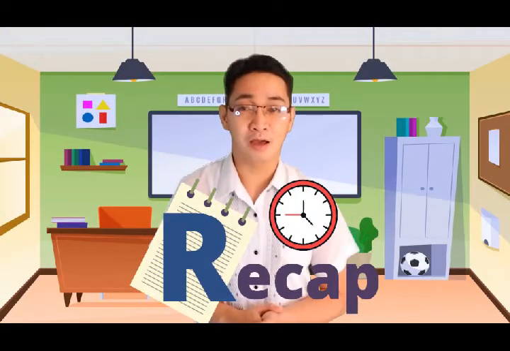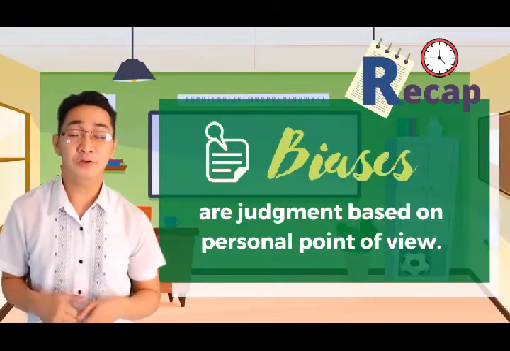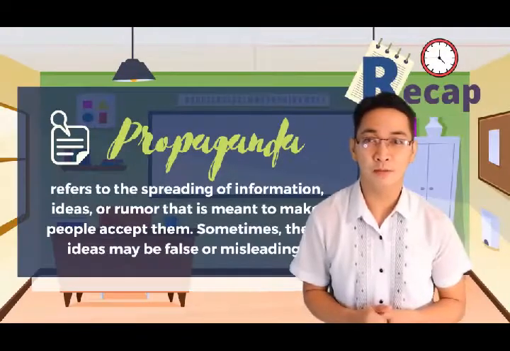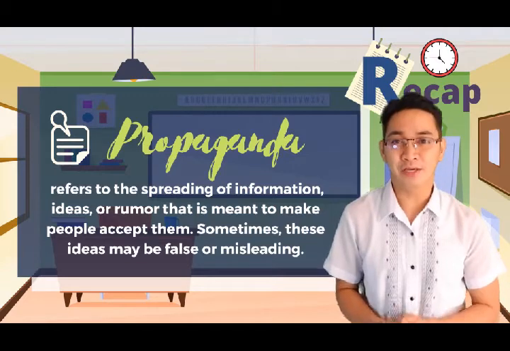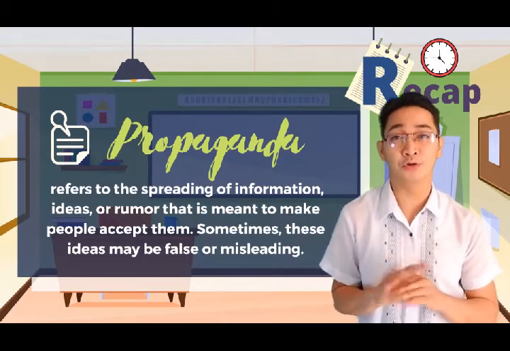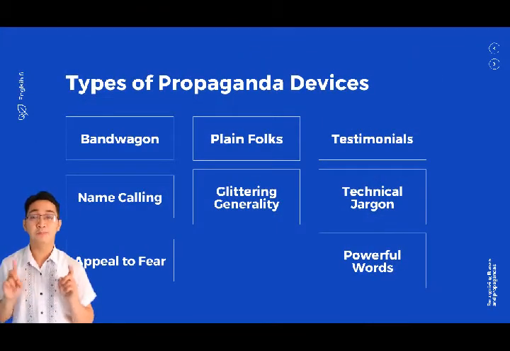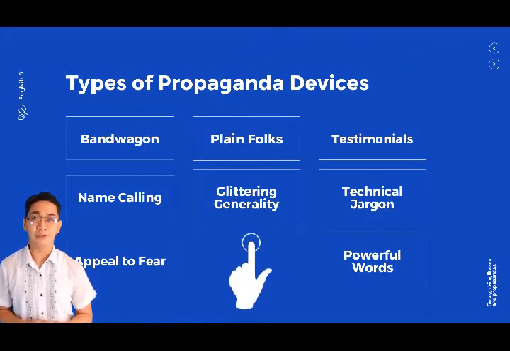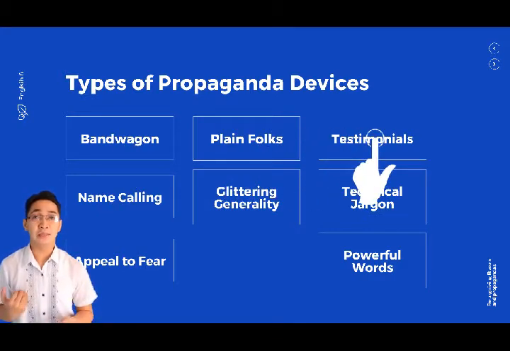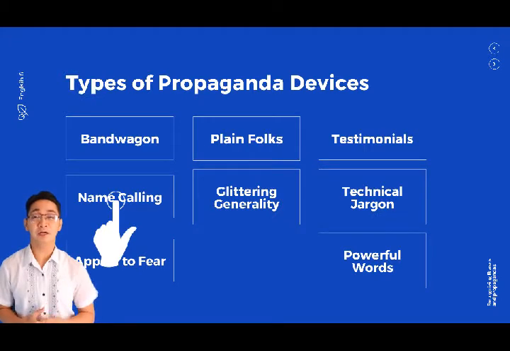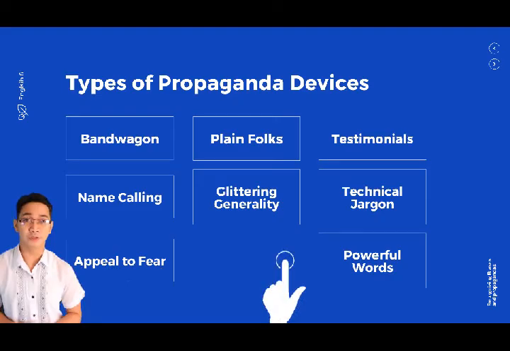Now let us have some recap of what we have learned today. Biases are judgments based on personal point of view, whereas propaganda refers to the spreading of information, ideas, or rumor that is meant to make people accept them. There are different types of propaganda devices. We have here bandwagon, plain folks, testimonials, name calling, glittering generality, technical jargon, appeal to fear, and powerful words.